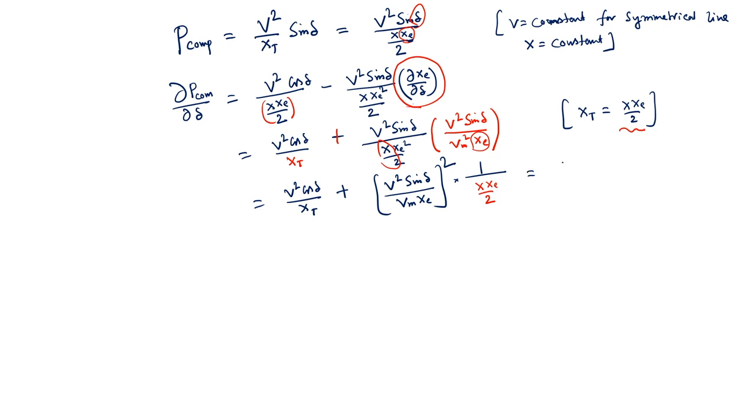This is equal to V square cos delta divided by X_T plus V square sin delta divided by V_m, whole square multiplied by X square, multiplied by 1 upon X_T. So, that is the synchronizing power coefficient of the symmetrical lossless short transmission line. Okay.